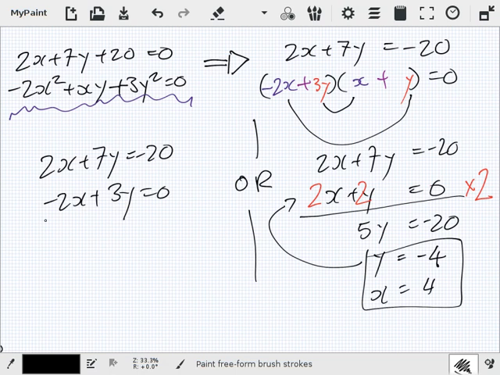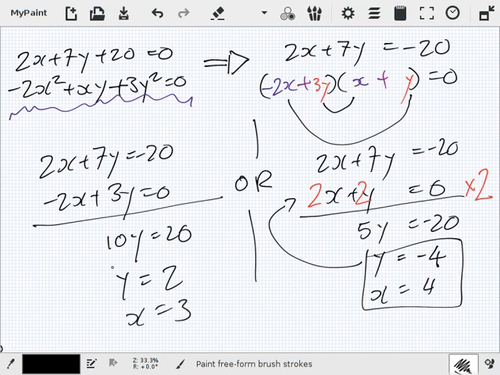Oh, look, this one's even nicer. I'll just directly add them together. So what do I get here? 10y equals 20. So what does y equal? 2. If I put 2 in here, I get 3. Is it for x? 3. So my answers are 3, 2, and 4, minus 4.